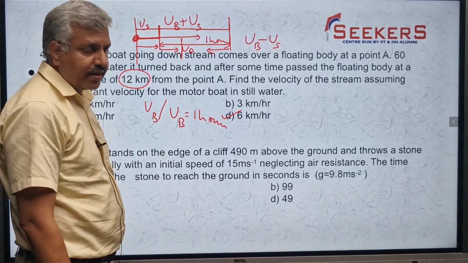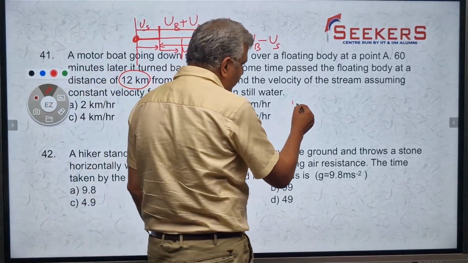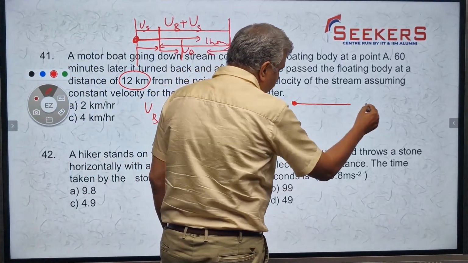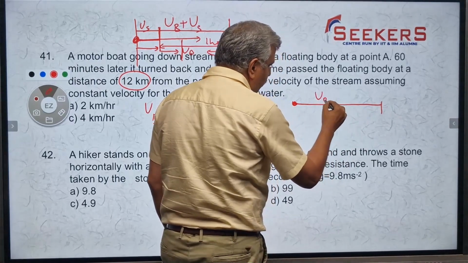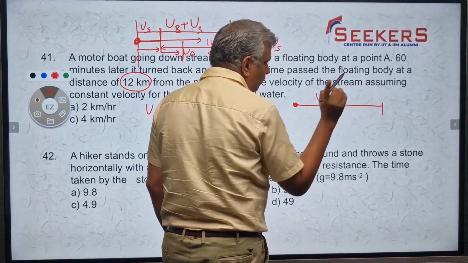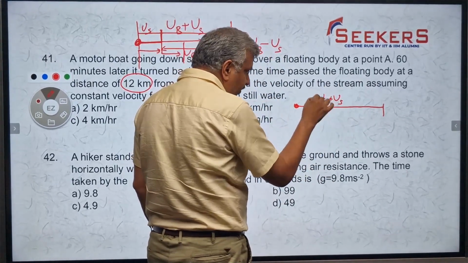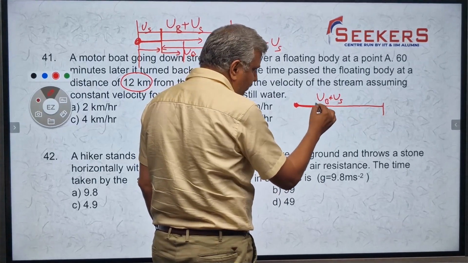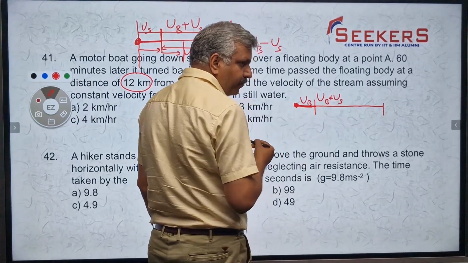I hope you are able to understand. What I am saying is, suppose he crossed the plank here. Now the total distance travelled is u-boat plus u-stream. 60 minutes is 1 hour. Now in the same time the plank travels a distance of u-stream.